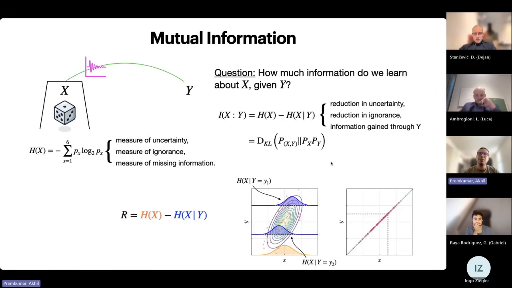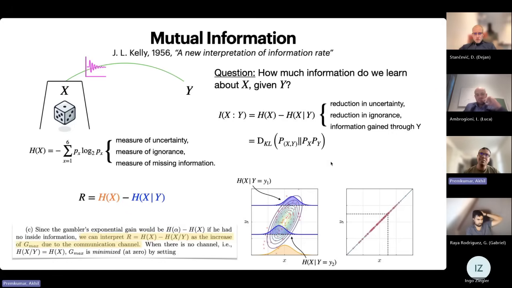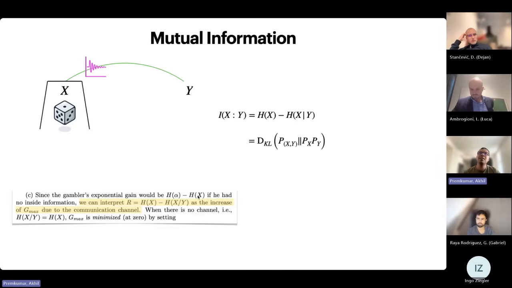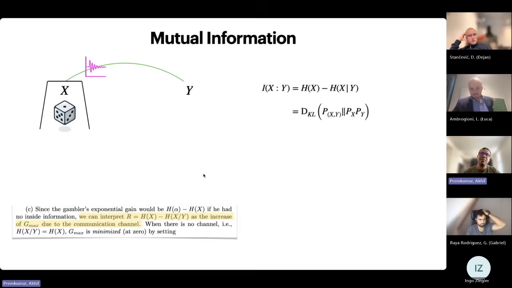All right, what I just discussed is called the Kelly criterion, by the way, and this is Kelly's paper. The statement from Kelly's paper is that we can interpret this additional doubling rate as being due to the mutual information established between Y and X by the communication channel. So what's the point of discussing this?